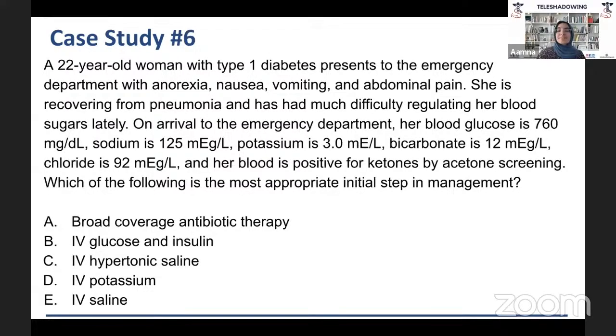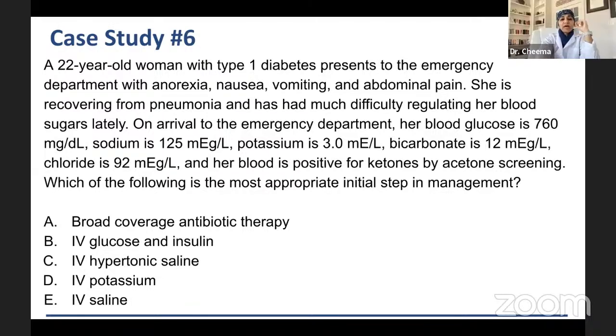Okay, I'll read it. So case study number 6: a 22-year-old woman with type 1 diabetes mellitus presents to the emergency department with anorexia, nausea, vomiting, and abdominal pain. She's recovering from pneumonia and has had much difficulty regulating her blood sugars lately. On arrival to the emergency department, her blood glucose is 760 milligrams per deciliter. Sodium is 125, potassium is 3.0, bicarbonate is 12, chloride is 92, and her blood is positive for ketones by acetone screening. Which of the following is the most appropriate initial step in management?